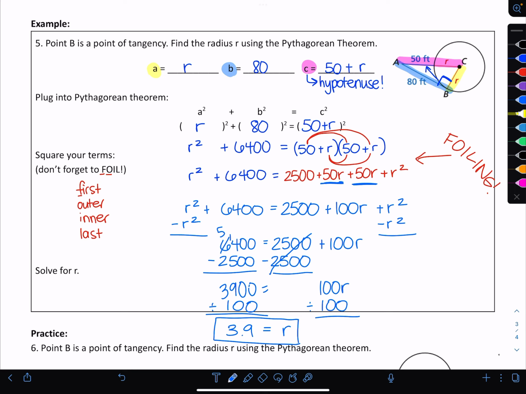See if you can do the practice problems following these same steps. Make sure you don't forget to FOIL.